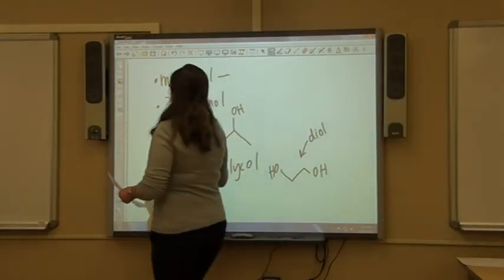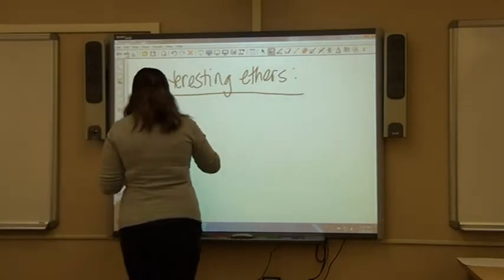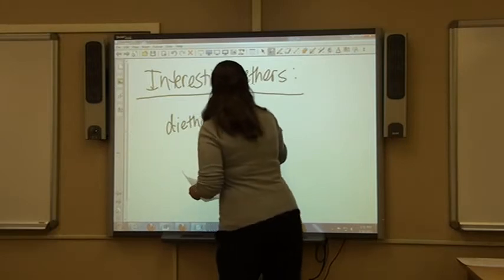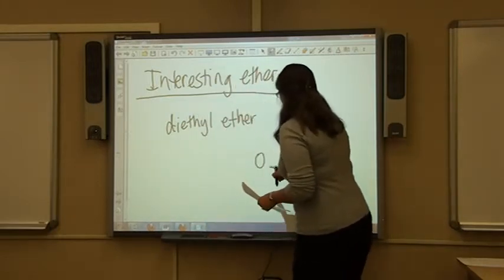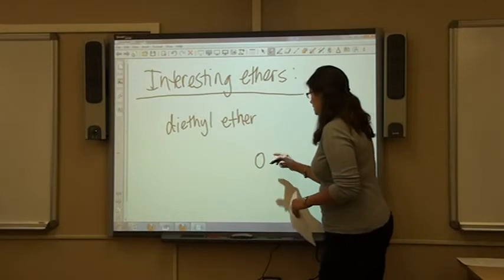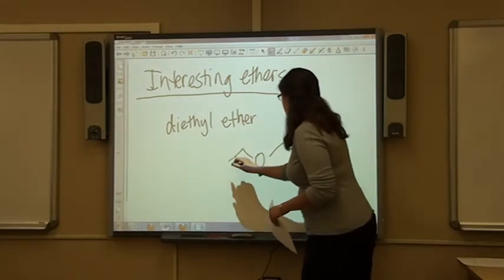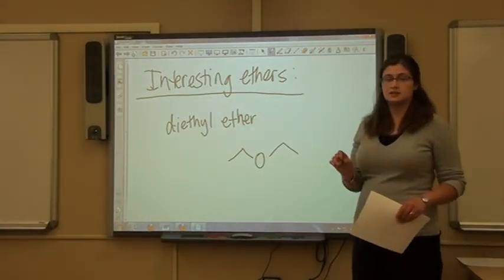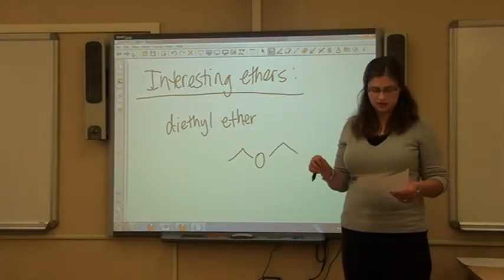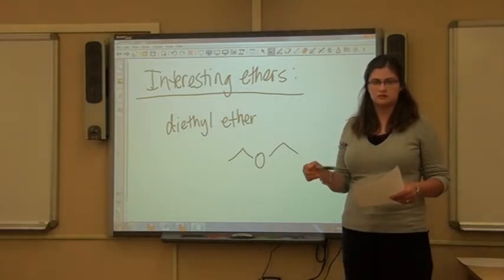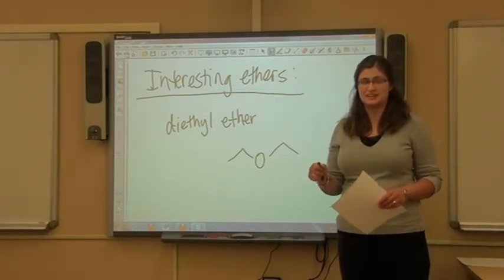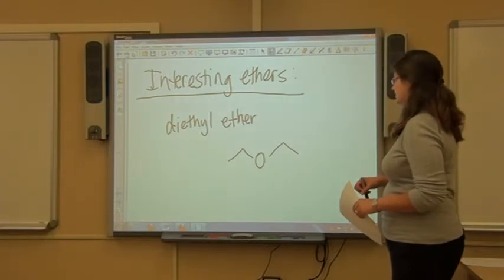Okay, there's one interesting ether that you might want to be aware of. It's called diethyl ether, and it looks like this. Here's your oxygen in the middle, and it has 2 ethyl groups. So 2 carbons here, 2 carbons here. This is diethyl ether. This is the anesthetic that was used in the early part of the 19th century in medicine. This is the ether that Curious George passed out from partaking of. Diethyl ether, anesthetic.